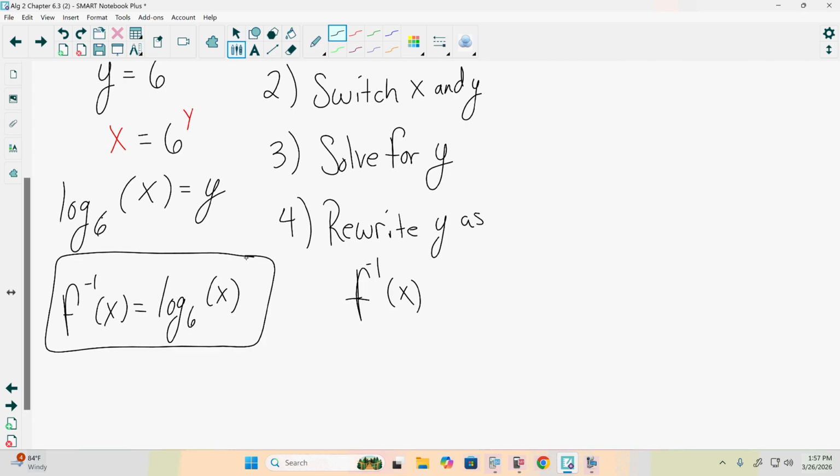And again, if it did not start off with f of x, we are not ending in f inverse. Since this one started off with f of x as function notation, we needed to end in function notation.